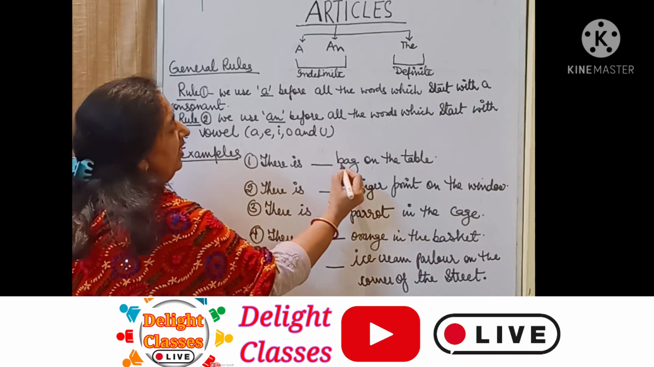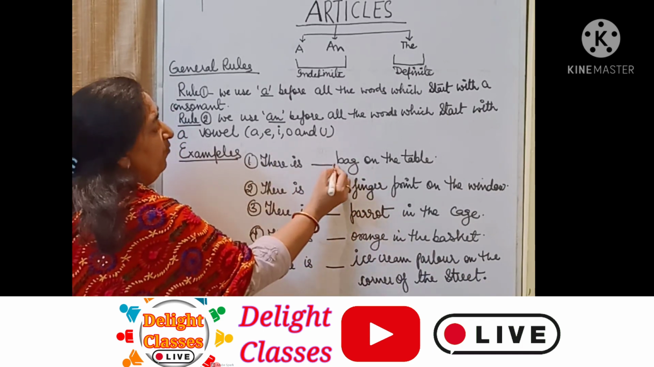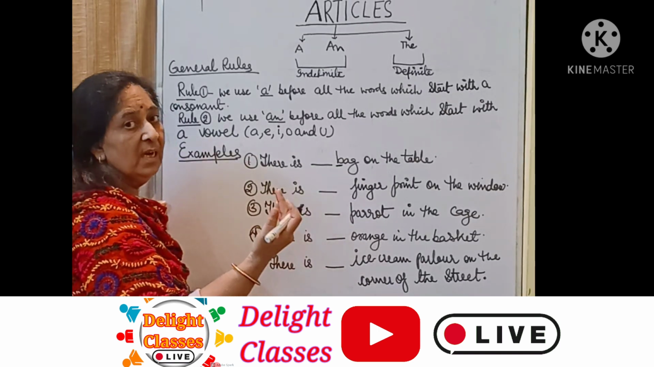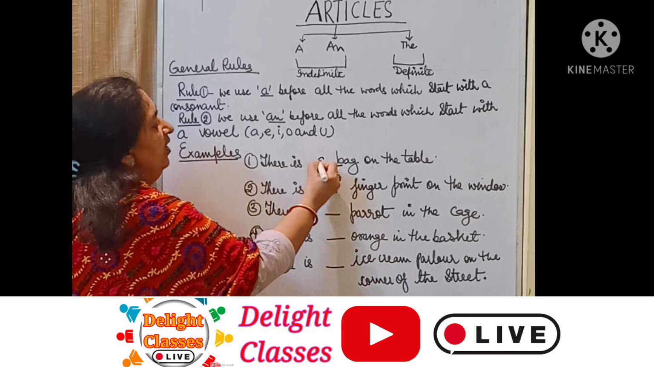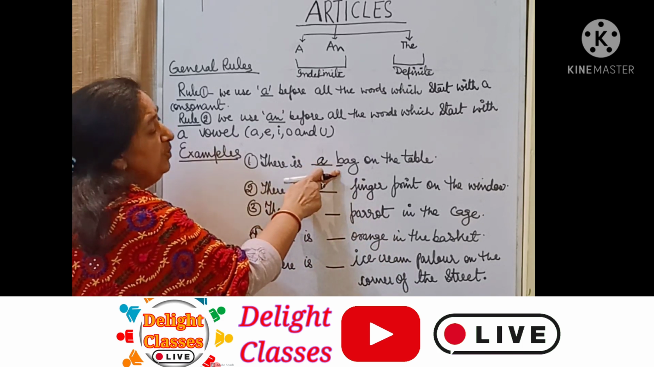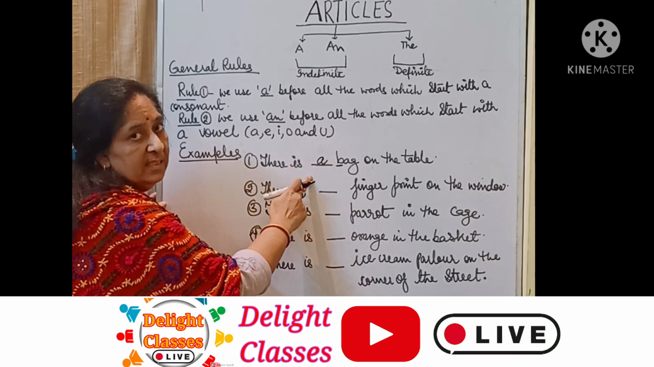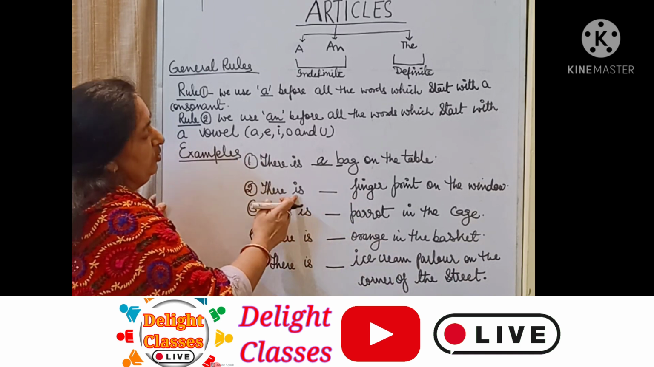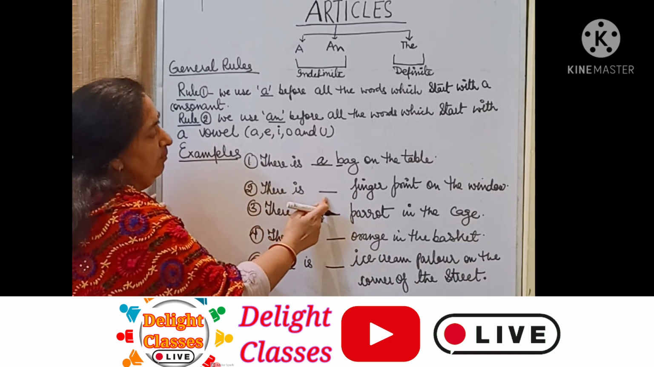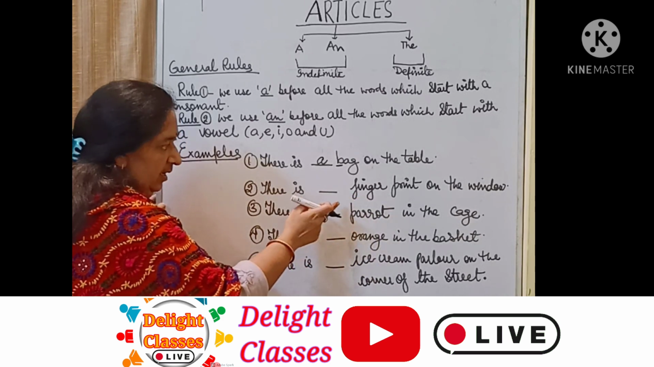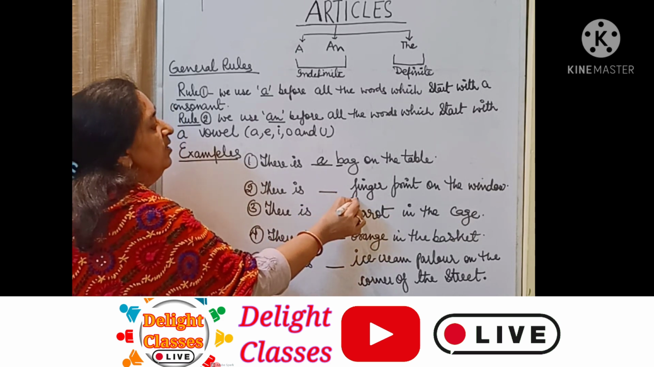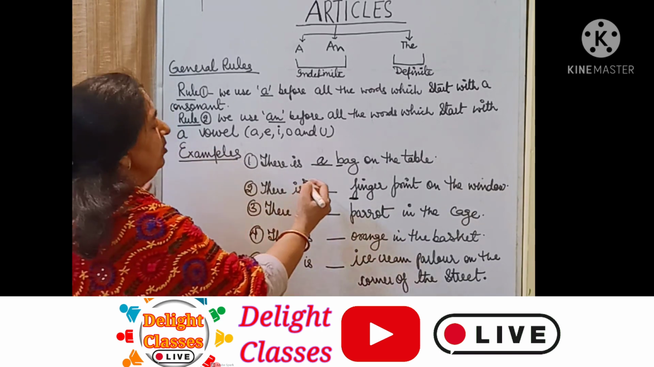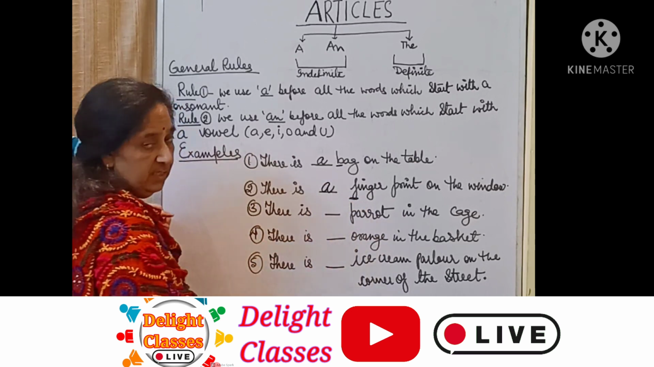First word on the right side is bag, and first letter of the first word is B, which is a consonant. So we are going to fill A here because B is a consonant, and we use the article A before all the words which start with a consonant. Same coming to the second example. After the blank, the first word is finger, and first letter of the first word is F. It is also a consonant. So we are going to use the article A before it.